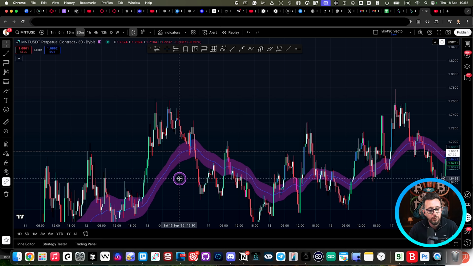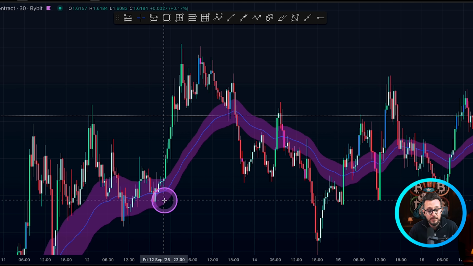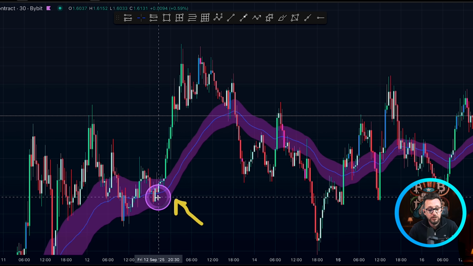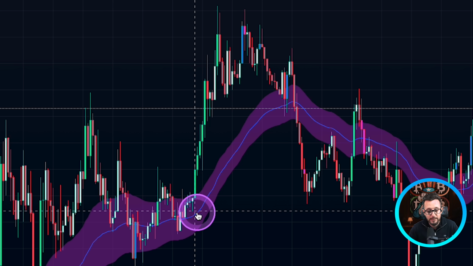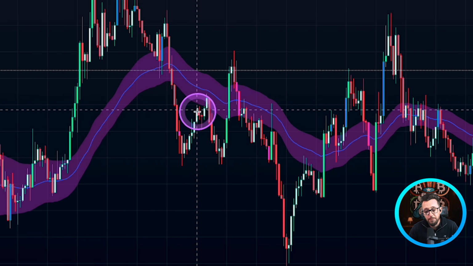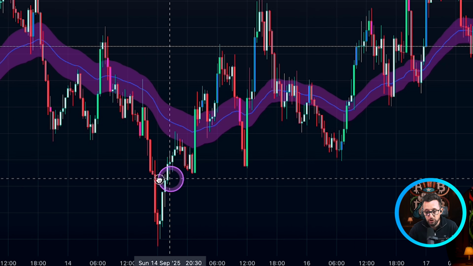Okay, back over to the chart. The indicator is this purple cloud here. It allows us to give us our trend direction. When price is above it, we're looking for longs, and when price is below, we're looking for shorts.